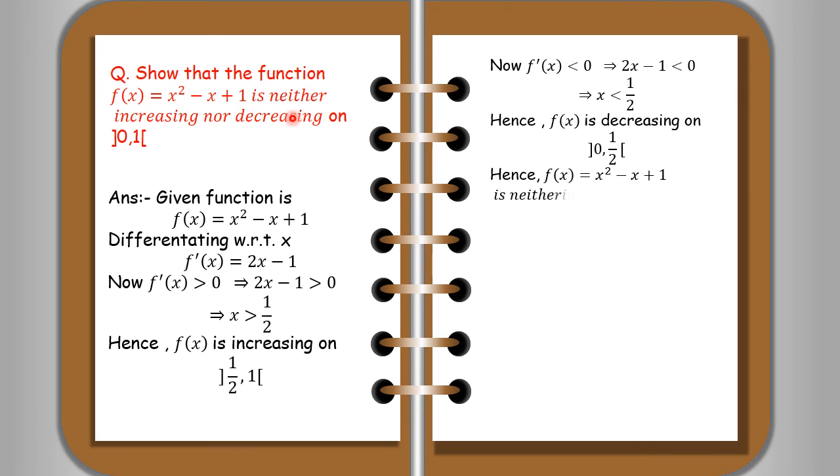So just find this derivative and check where it is greater than 0 and where it is less than 0. For greater than 0, the function is increasing, and for less than 0, the function is decreasing. So in this interval 0 to 1, the function is increasing also and decreasing also. Hence it is neither increasing nor decreasing function.